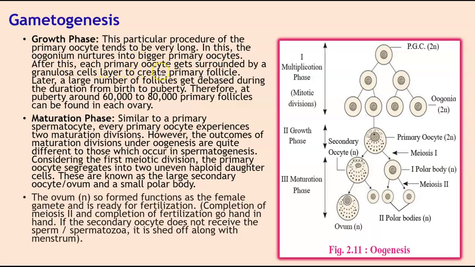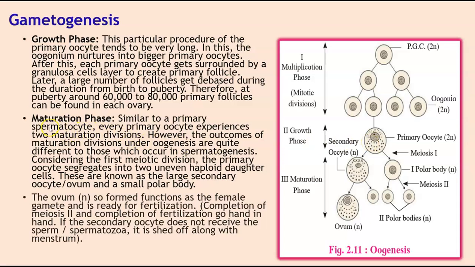After this, each primary oocyte gets surrounded by a granulosa cell layer to create the primary follicle. A large number of follicles degenerate during the period from birth to puberty. Therefore, at puberty, around 60,000 to 80,000 primary follicles can be found in each ovary. So here, this is your second growth phase, where some of the oogonia develop into the primary oocyte.